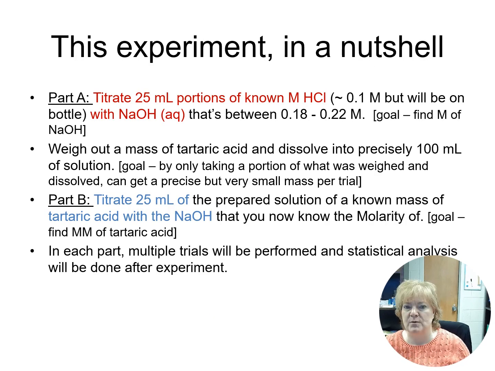All right, what are we doing basically? Part A, we're going to titrate 25 milliliter portions of known concentration HCl. It should be about 0.1 molar, but sometimes it changes, so we don't know the number until you see it on the bottle in the lab, but we do know it. And then we're going to titrate that with NaOH, and I don't know the concentration of the NaOH, but it's somewhere between 0.18 and 0.22 molarity. So I want to find the molarity of the NaOH. This process is called standardizing, because we're going to use that molarity of NaOH in a later step.